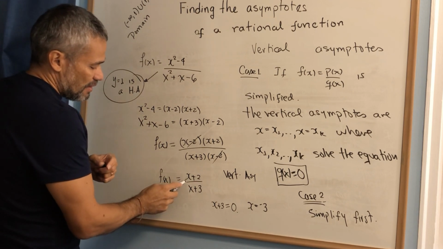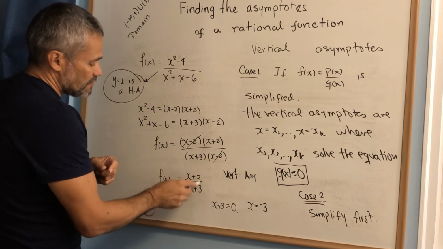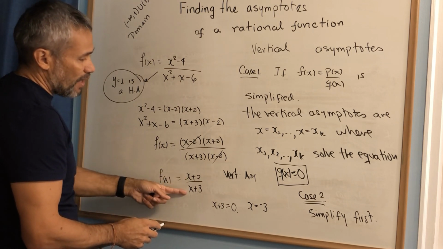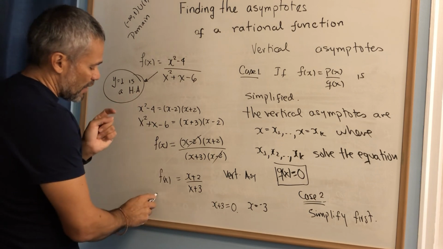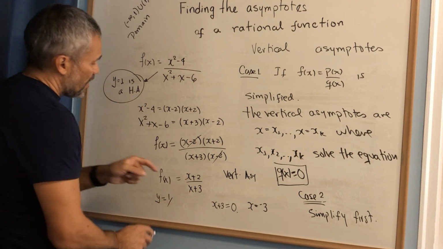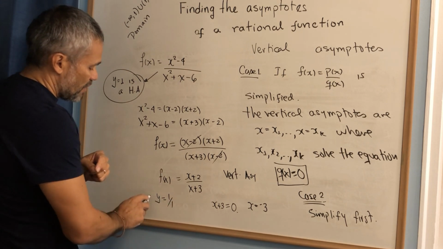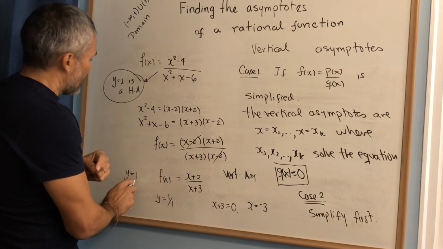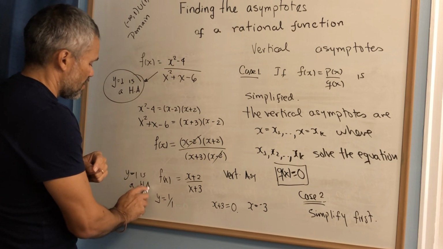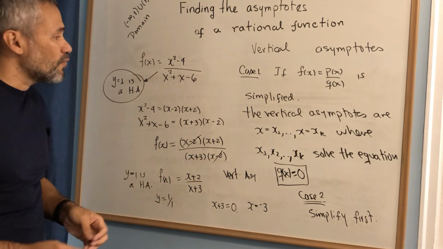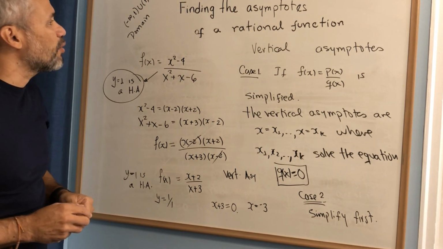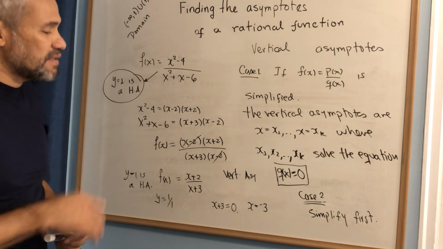What is the horizontal asymptote of the simplified rational function? Degree 1, degree 1. Then we have to look at the leading coefficient. The leading coefficient of the numerator is 1, and the leading coefficient of the denominator is 1. Then again, we get the same answer. It's a horizontal asymptote. Okay, this is how you find asymptotes of a rational function. And this is it for this video.